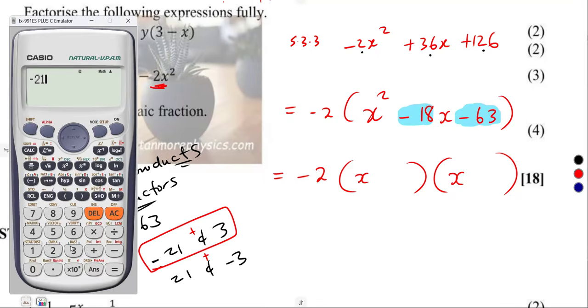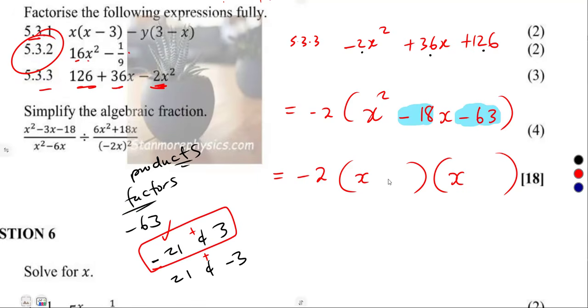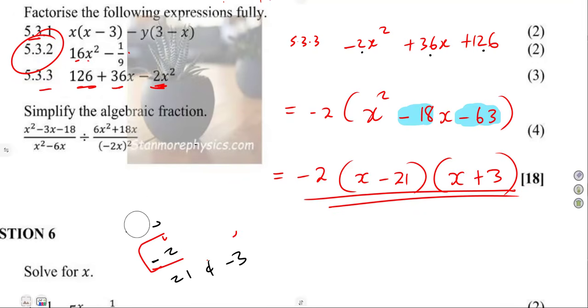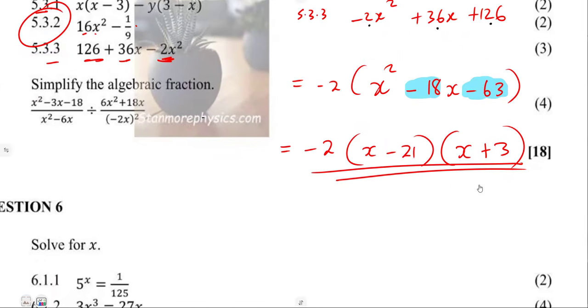If you add negative 21 plus 3, that's what? Negative 18. So these are the numbers that we need. Negative 21 and what? A positive 3. Your factorization is done like that, all right? So that was the concept easier like that, all right?